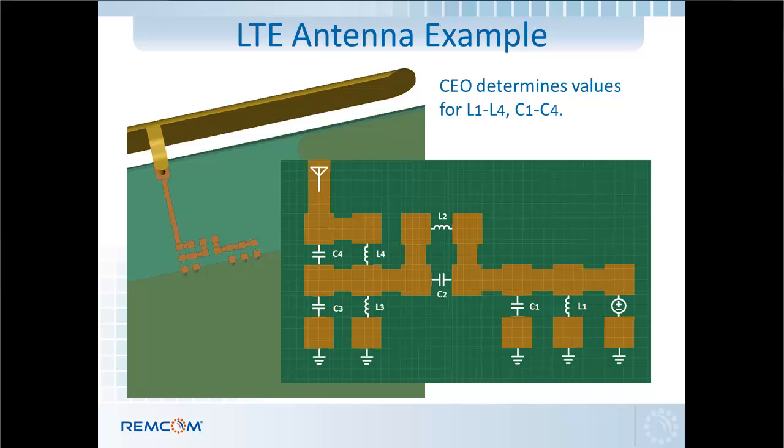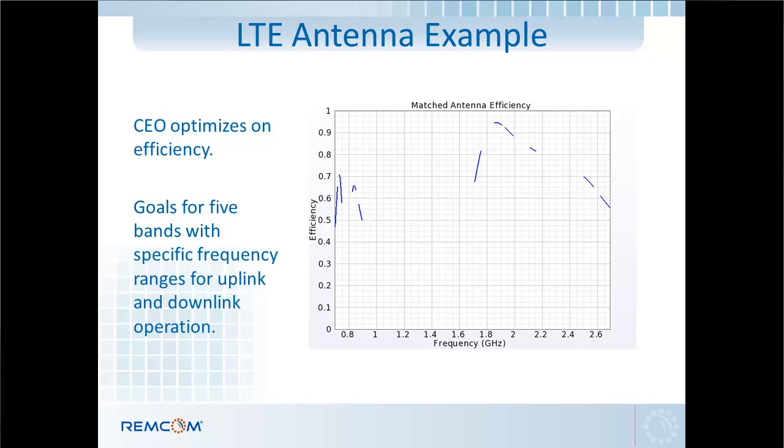And so circuit element optimization is going to determine what those values are for the 4 inductors and the 4 capacitors given this PCB layout. As I mentioned, CEO has the ability to optimize on efficiency. So here we set goals for 5 different bands, and there were different frequency ranges for uplink and downlink operations. So there's actually 10 bands in here. The graph is just the output from CEO and what the efficiency would be given the optimized component values.